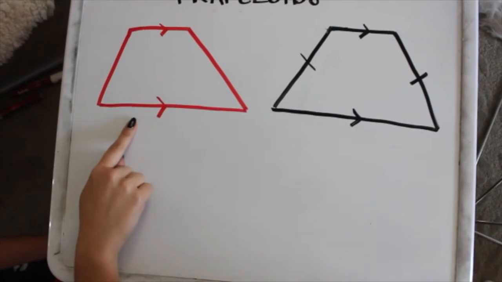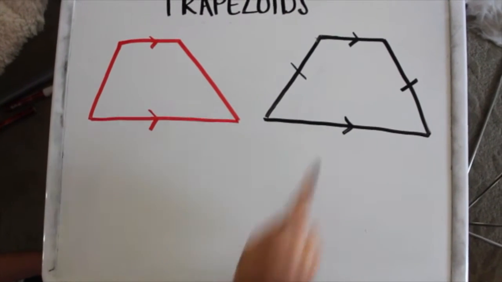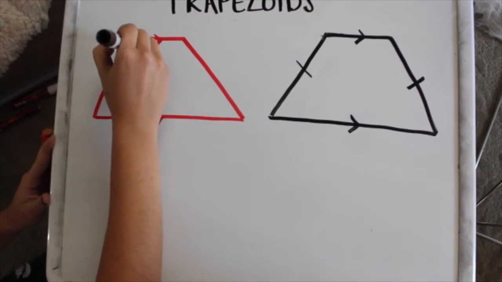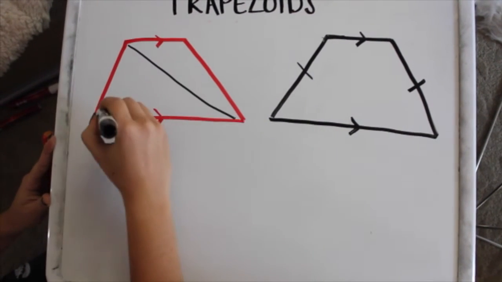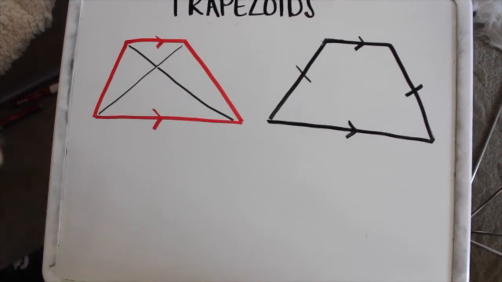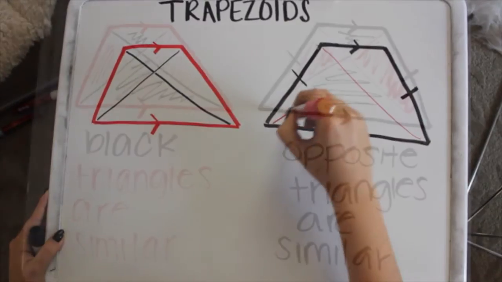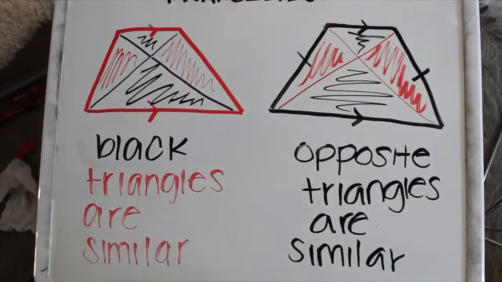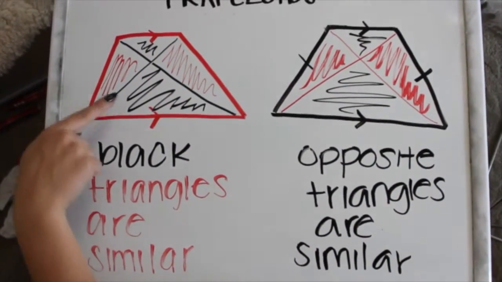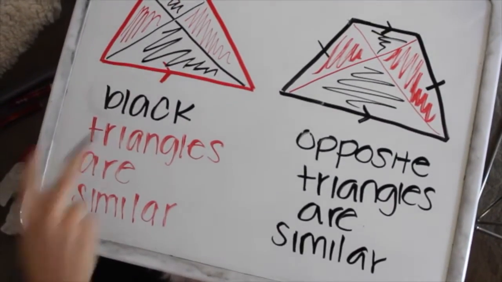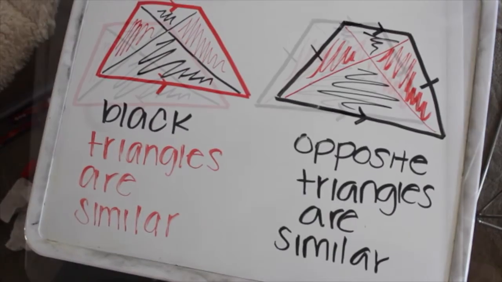So here we have a red non-special trapezoid and a black isosceles trapezoid. When the diagonals of any trapezoid are drawn, it divides the interior into 4 non-overlapping triangles. So regardless of the shape of the trapezoid, the black triangles will always be similar, while in an isosceles trapezoid, the red triangles will also be similar.